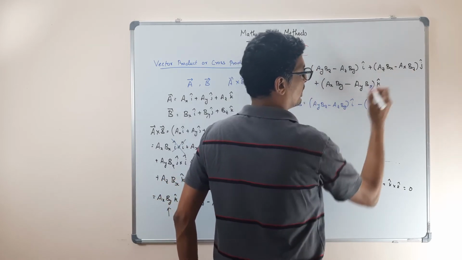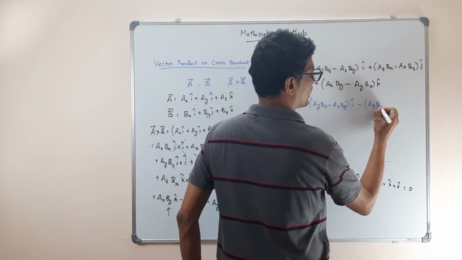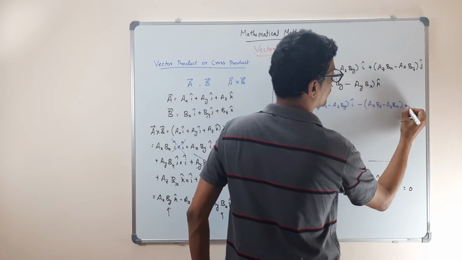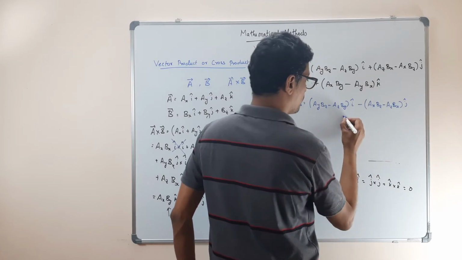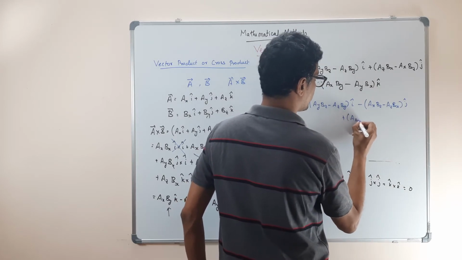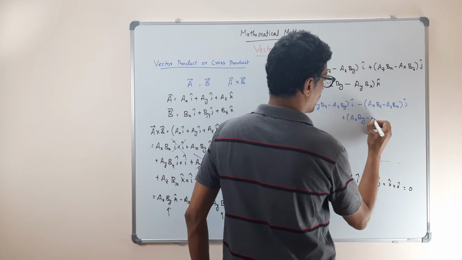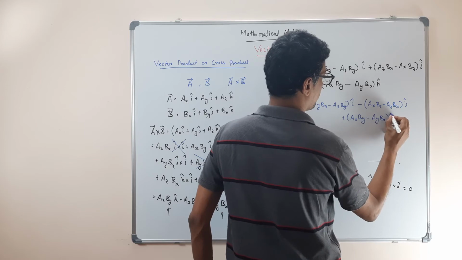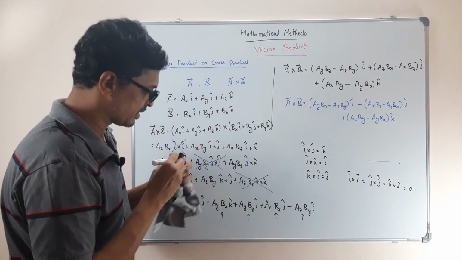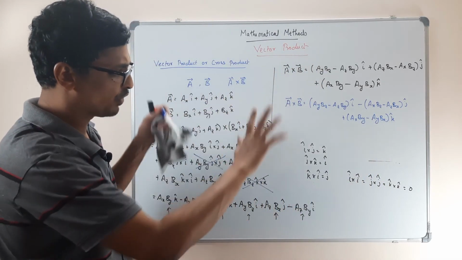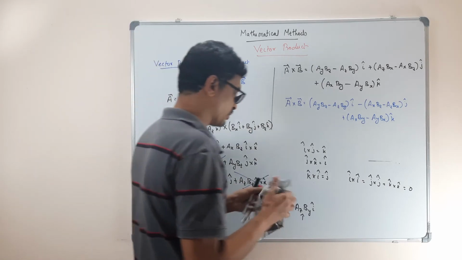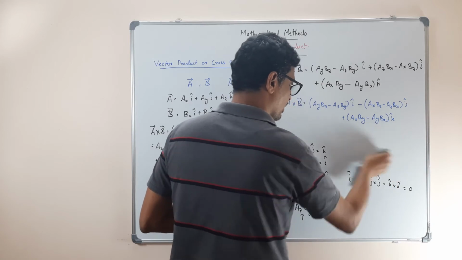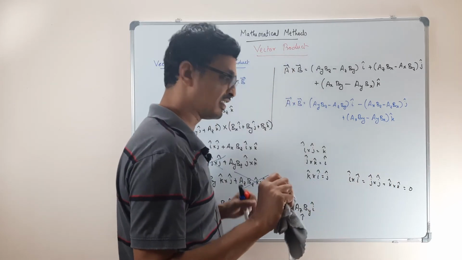minus AXBZ minus AZBX of j cap plus AXBY minus AYBX of k cap. Can you see some pattern? Have you done anything of this sort in your mathematics class? Do you remember? Cyclic? Cyclic only. All right.